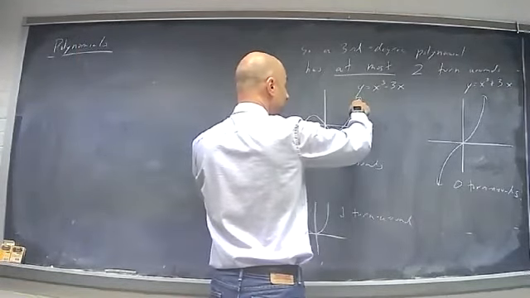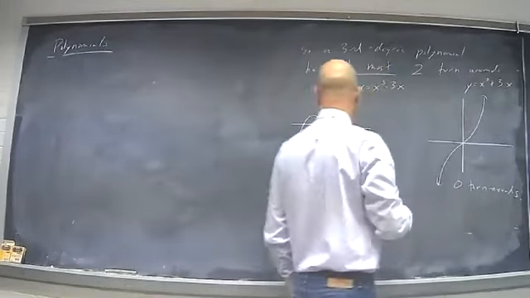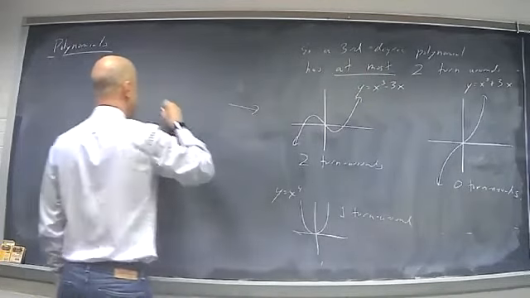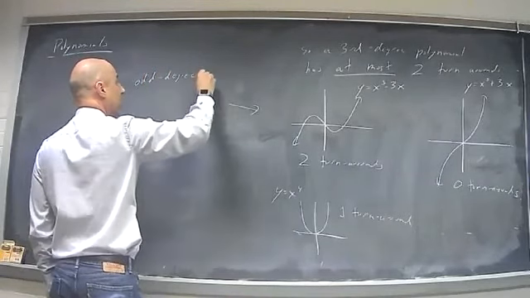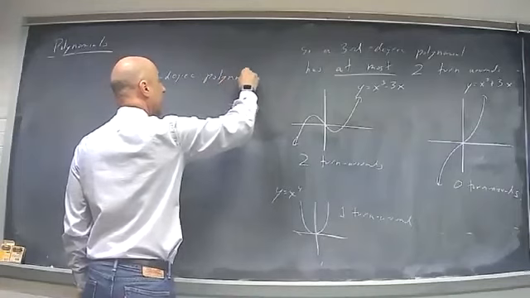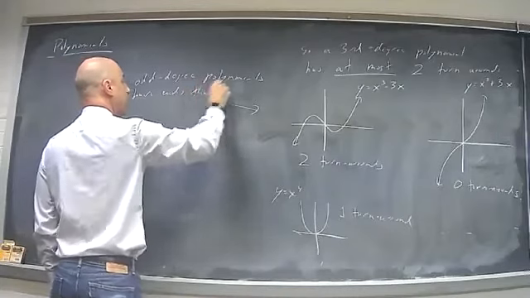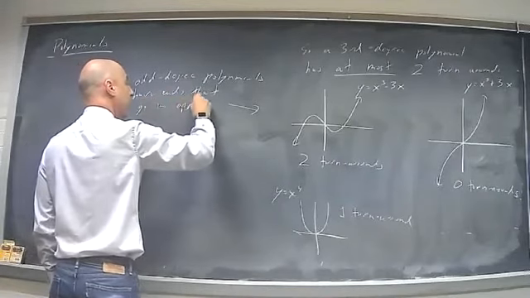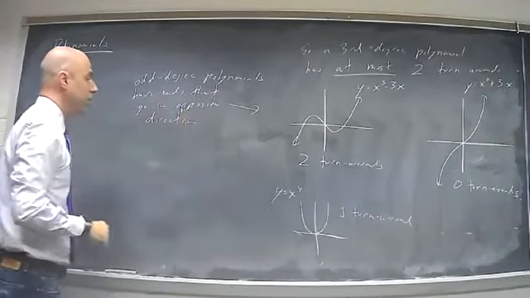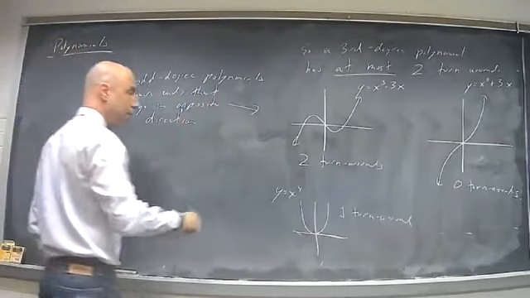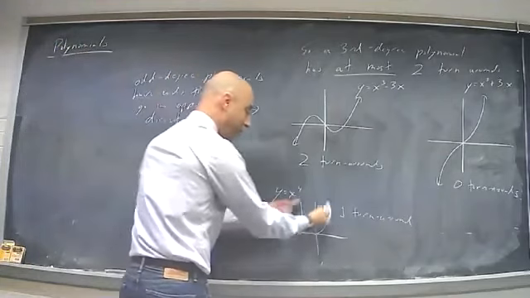The ends of polynomials, like you see how this end goes down and this end goes up, and this end goes up and this end goes down? Odd degree polynomials have ends that go in opposite directions. So one goes down, one goes up. Even degree polynomials have ends that go in the same direction. Both ends in this case go up.